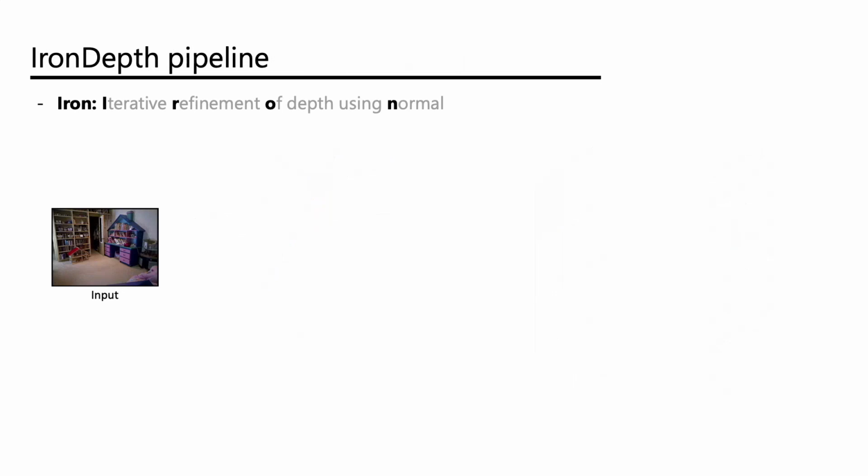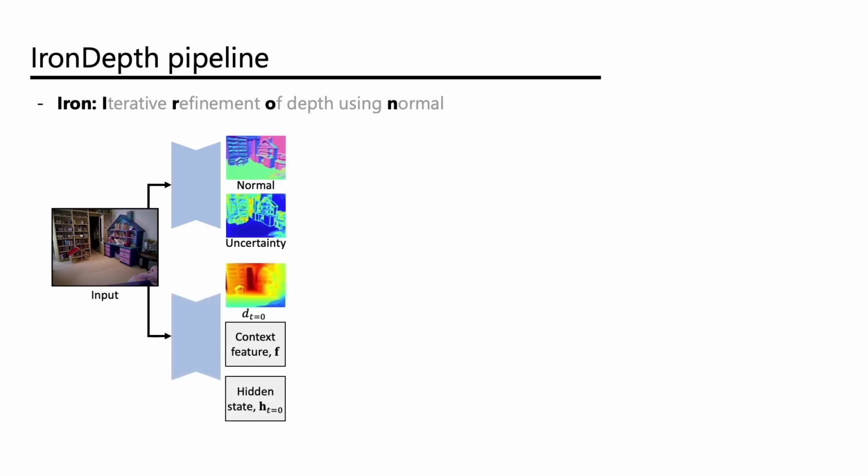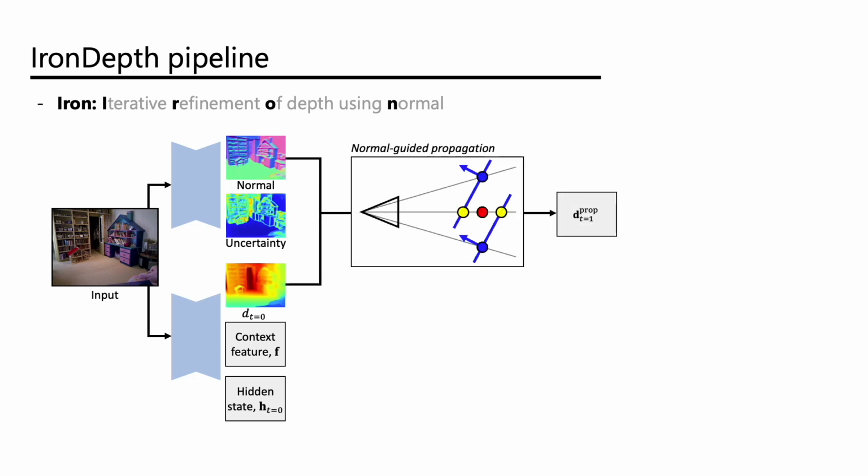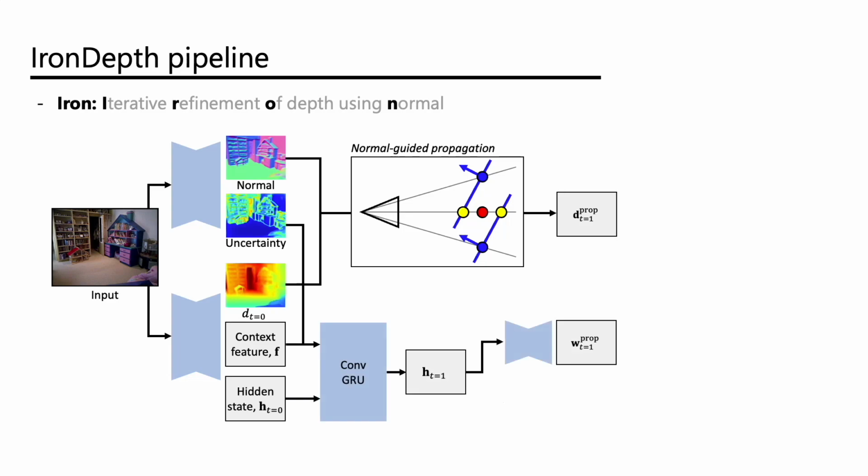Here is the IronDepth pipeline. Given an input image, we first use a pre-trained network to estimate the per pixel surface normal and its associated uncertainty. We then use another network to regress the initial depth map and produce some context feature. Given the coarse resolution depths and normal, we can propagate the depths between the pixels to get the per pixel depth candidate. Then the context feature and the surface normal uncertainty are fed to a recurrent network to estimate the weight for the propagated depth candidate. The weighted sum will give us the refined depth map, and this process can be repeated multiple times.